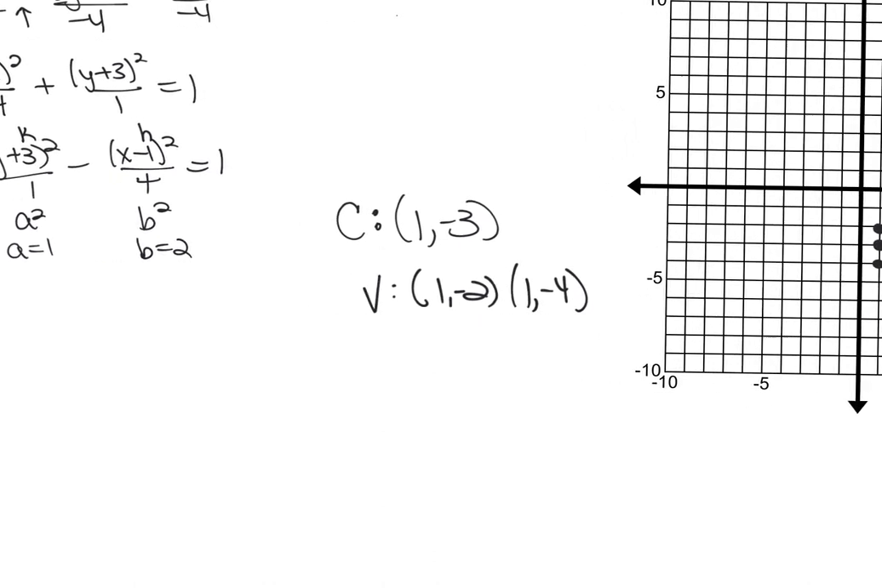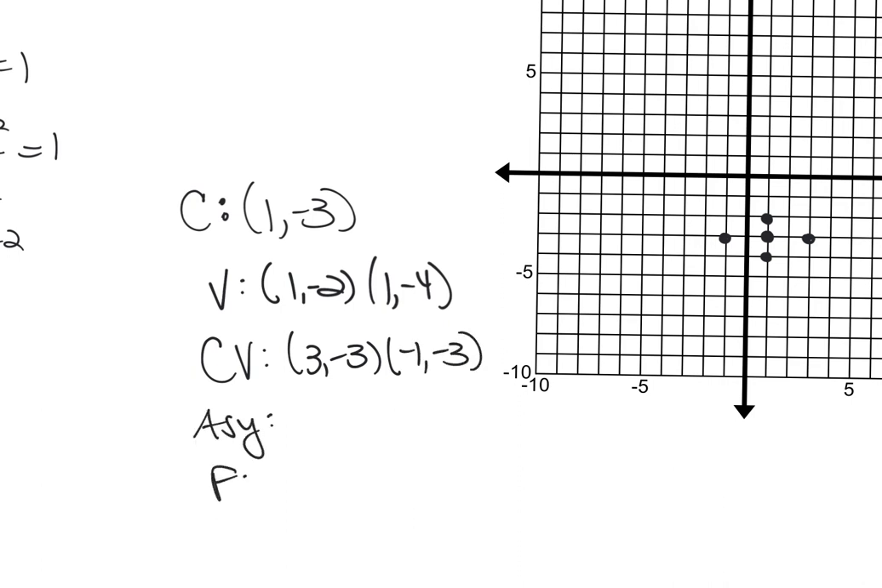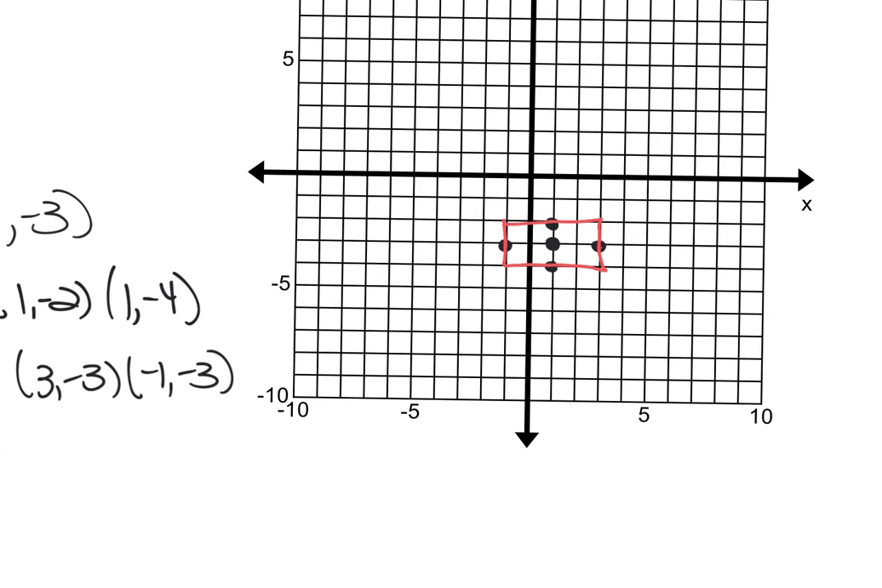Underneath the x was 4, so b was 2. Underneath the x, I'm going to go 2 left and 2 right. So I have co-vertices at 3, negative 3, and negative 1, negative 3. I'll need my asymptote equation, and I'll need my foci, which I'll get in a second. So let me go ahead and draw my box. And then I'm going to connect corner to corner through the center to get those asymptote lines. And then I'll extend.